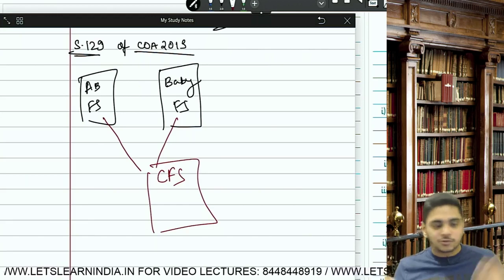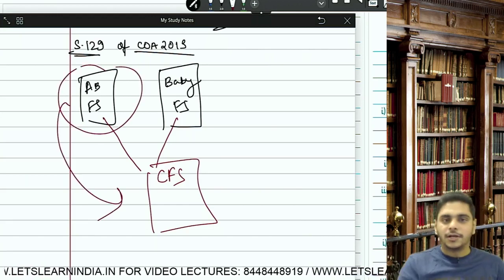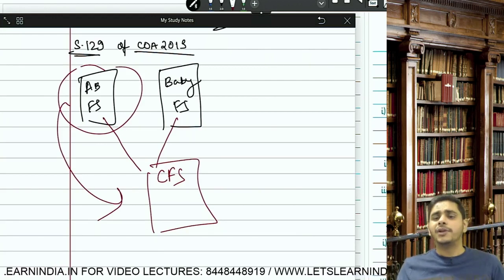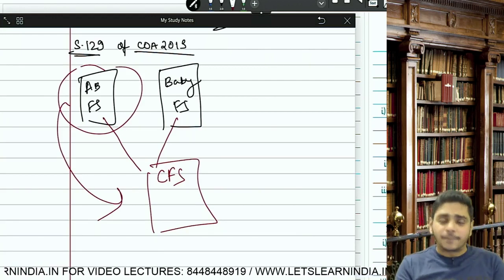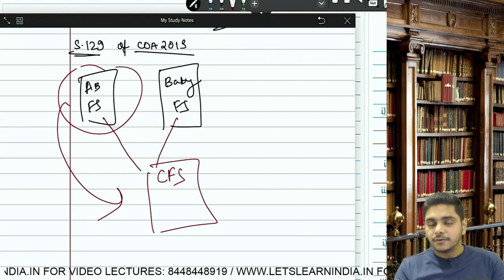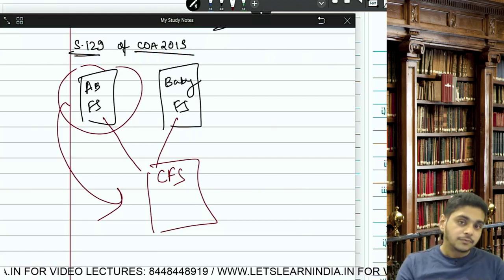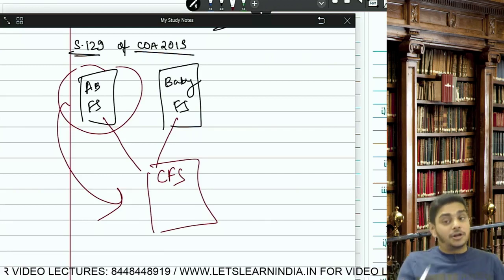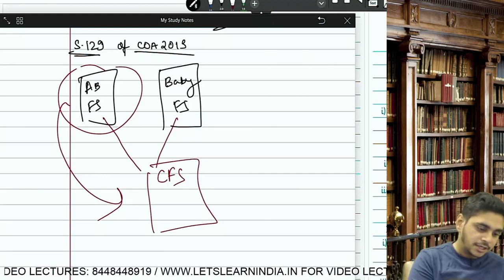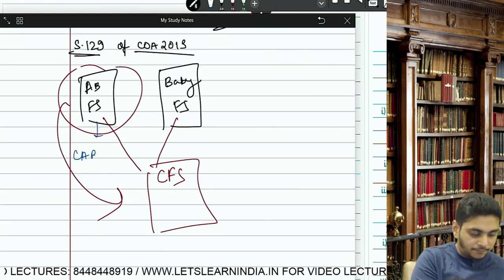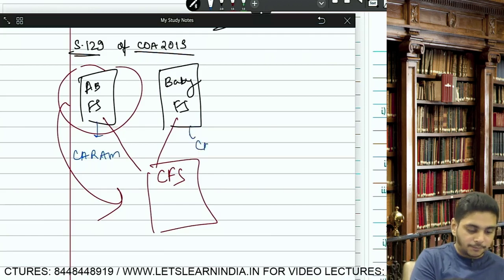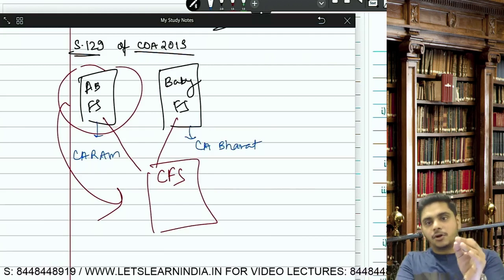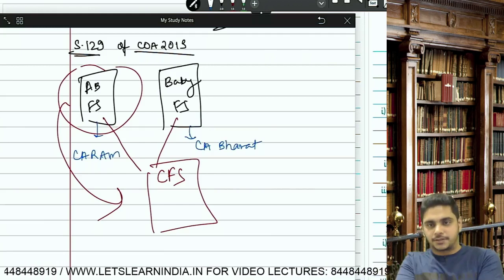Who will prepare the consol? The holding company will prepare the consol. It is the duty of the management of the holding company, that is AB Limited. AB Limited will prepare the consolidated financial statement. Now, imagine AB's auditor is CA Ram, and Baby's auditor is CA Bharat.